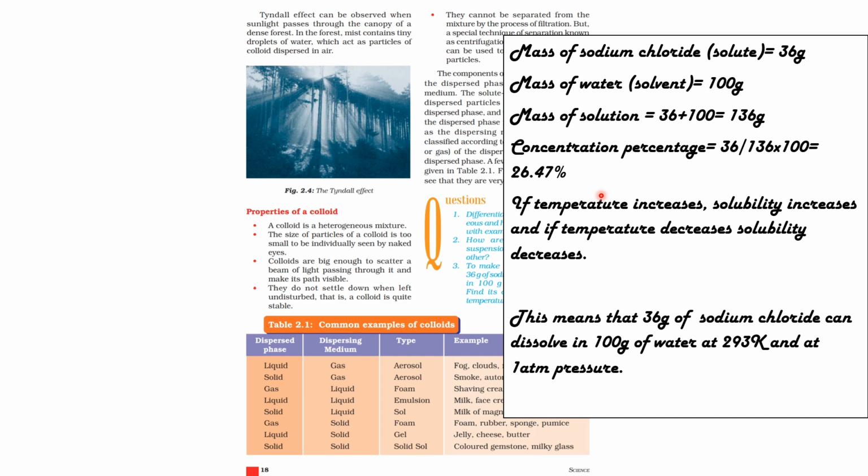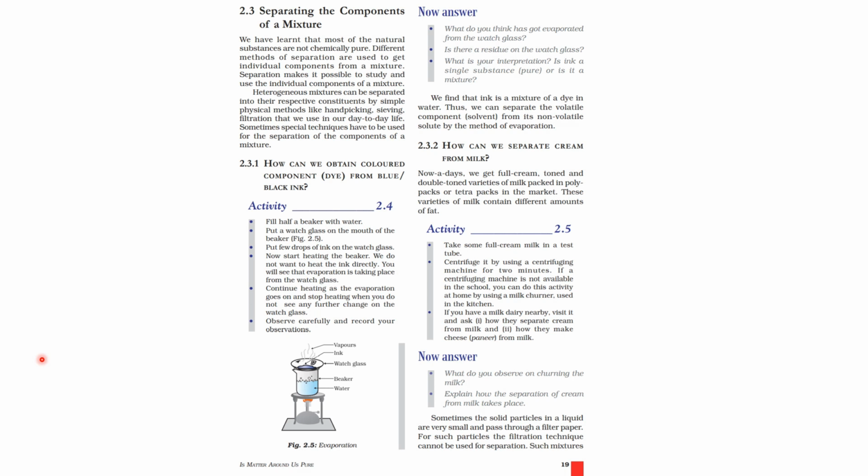26.47%. That means if temperature increases, solubility increases. And if temperature decreases, solubility decreases. So let's conclude. 36 grams of sodium chloride can dissolve in 100 grams of water at 293 Kelvin and at 1 atmospheric pressure. Mixtures are formed by a physical change only. Because of this, they are easy to separate into pure substances. The process is called purification and can be achieved by simple physical methods like dissolving, filtering, evaporating, distillation, and chromatography.